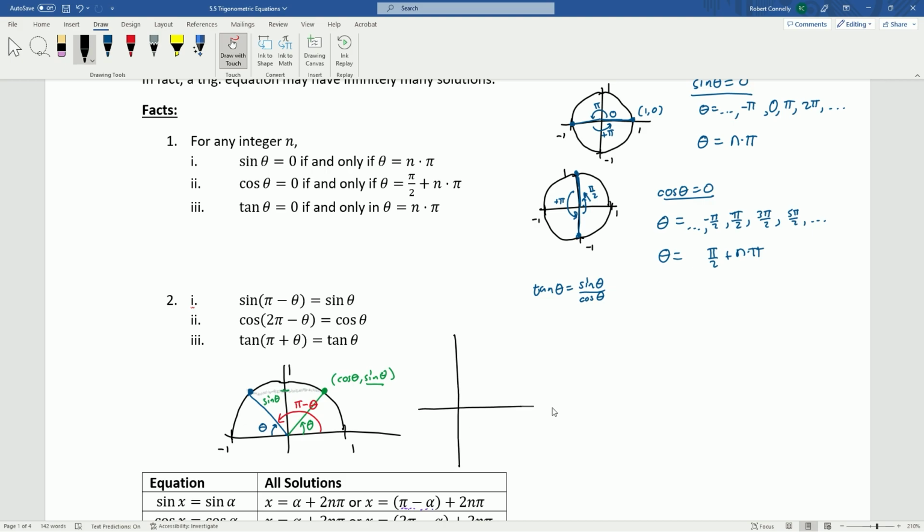So we draw our unit circle again. Again, rough sketch, doesn't have to be perfect. So this is theta.